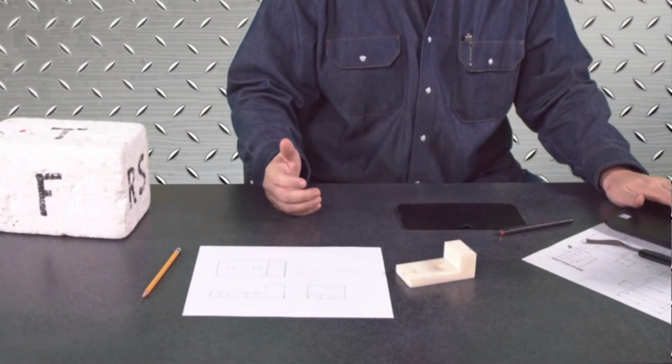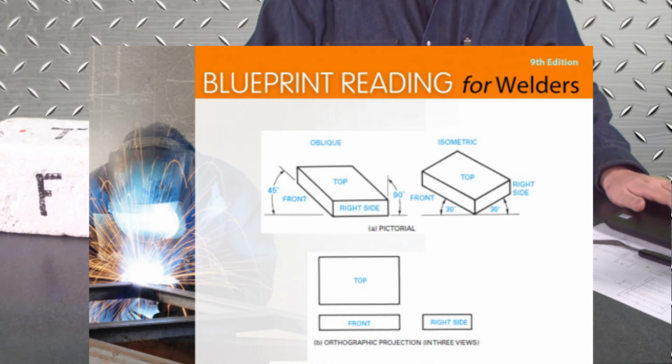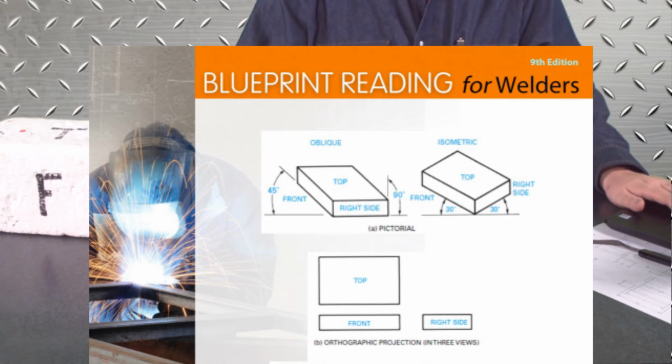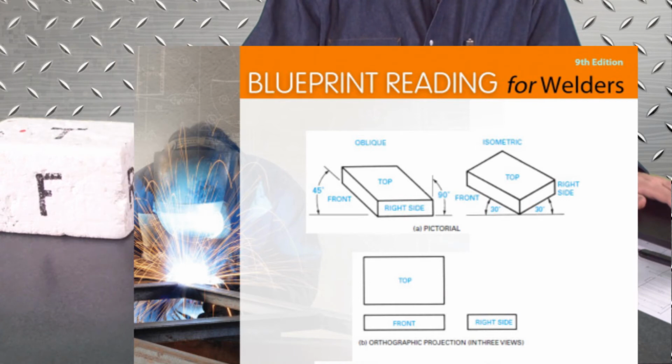So on top of the orthographic drawings, we have two other styles as well. We have a 3D sort of representation or a pictorial drawing, and there's two major pictorials that we'll use. One is the oblique angle drawing. It's a little wonky in the sense that you'll have the right side shown and then the front off to the side and top. And one corner will be at a 90-degree angle and the other will be at a 45.